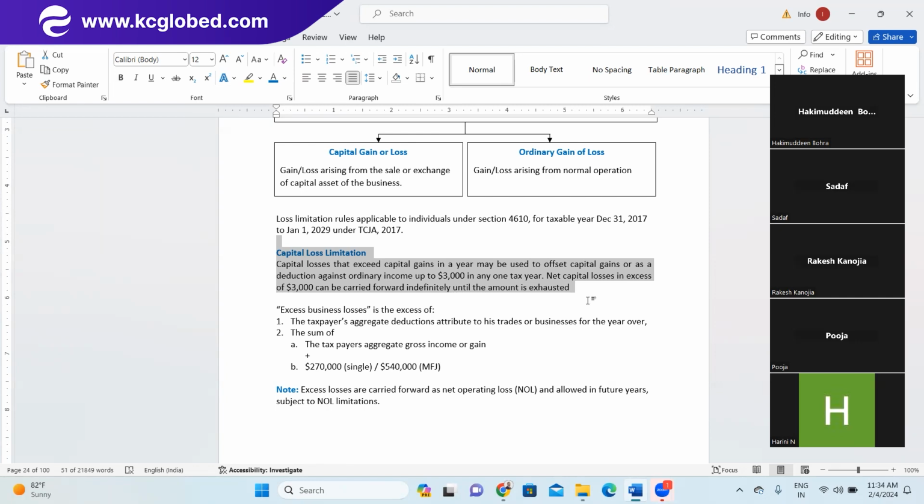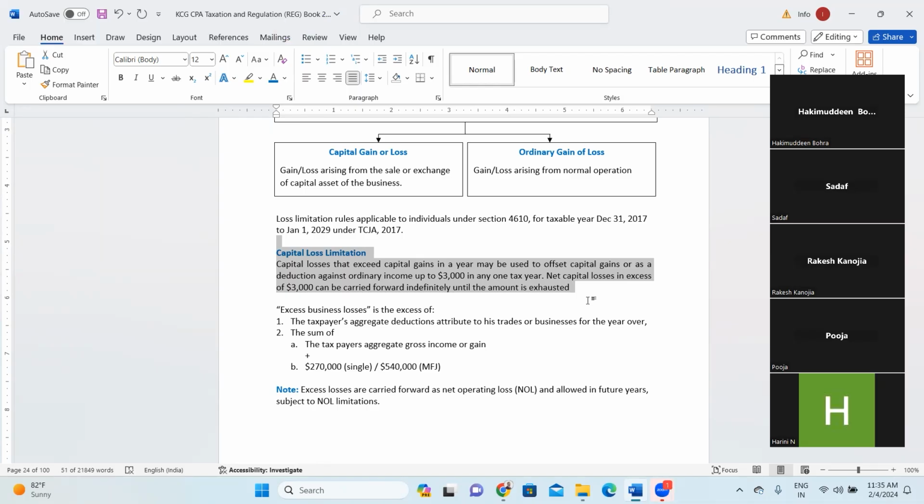And finally, the resultant amount, if that is a capital loss, right? So up to the first $3,000, you can adjust against the ordinary income, and the remaining capital loss can be carried forward for future years. This is what it means.